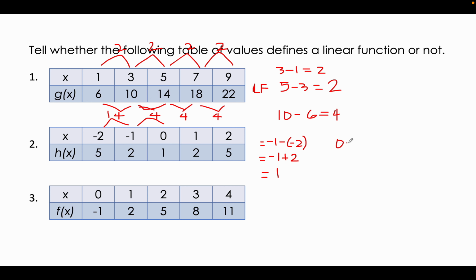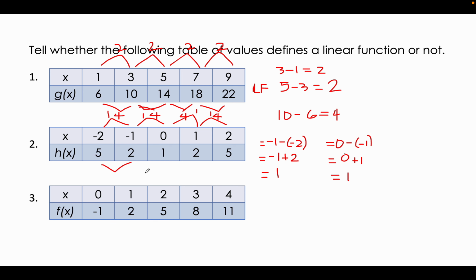Then we have 0, negative 1. So we have 0 minus negative 1. So that means we have 0 and then minus negative 1. This becomes plus 1. So we have 1. So we also have 1 minus 0. So it's still 1. And then 2 minus 1 is 1. So there's no problems sa x values. They all have a common difference. Now let's check the y values, h of x.